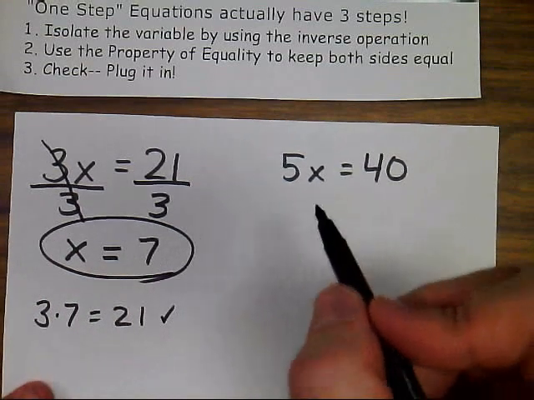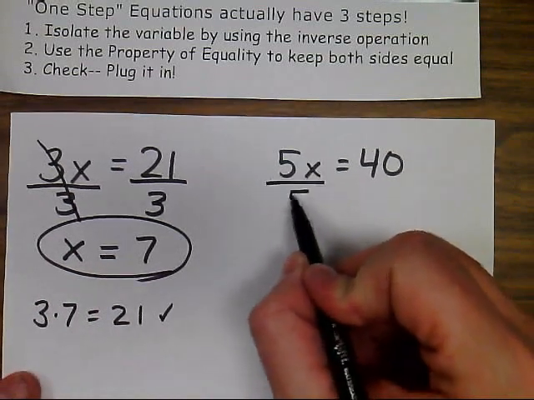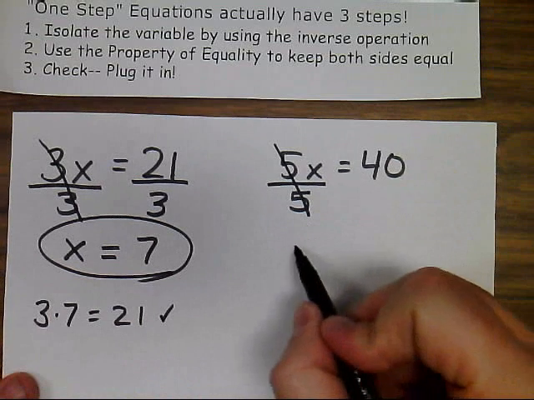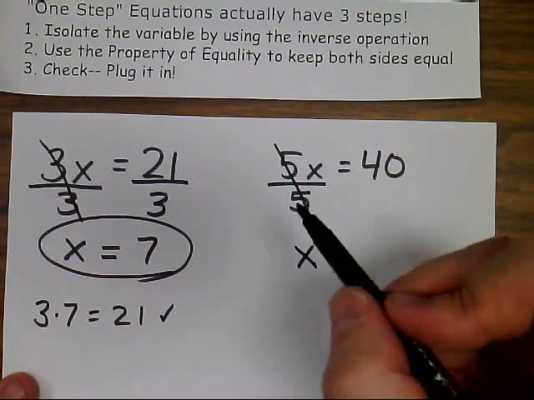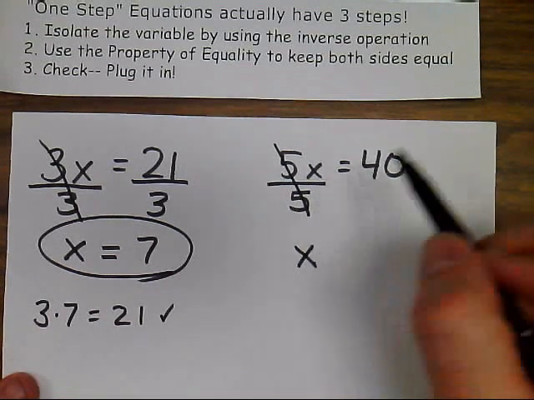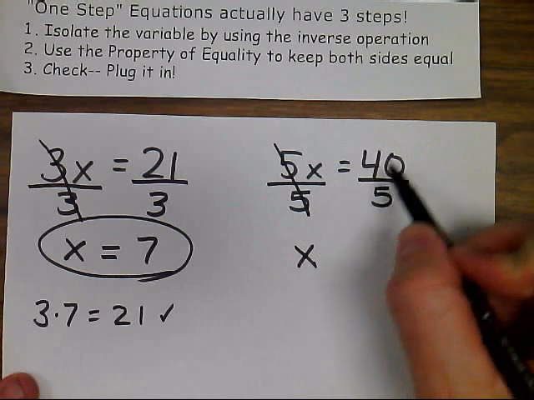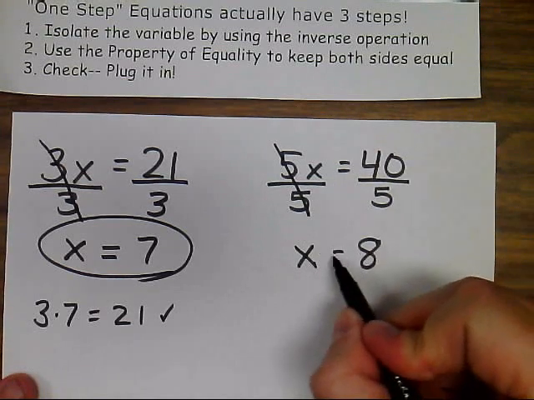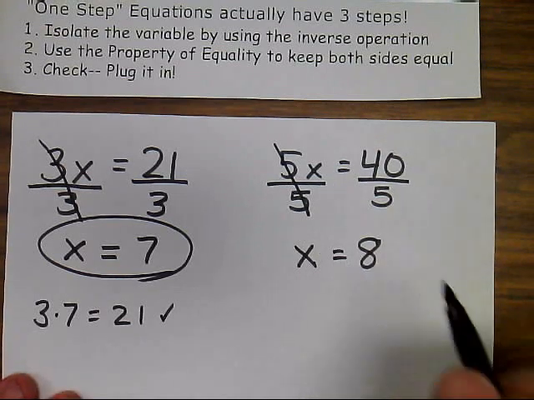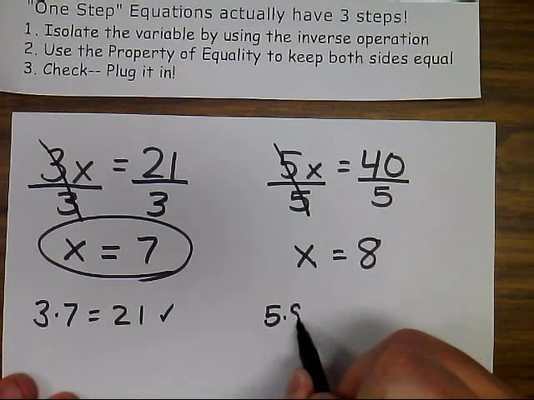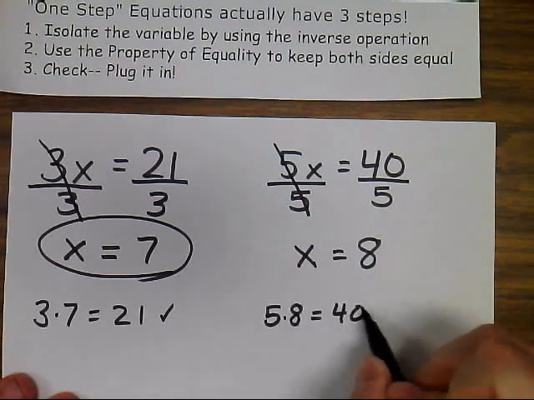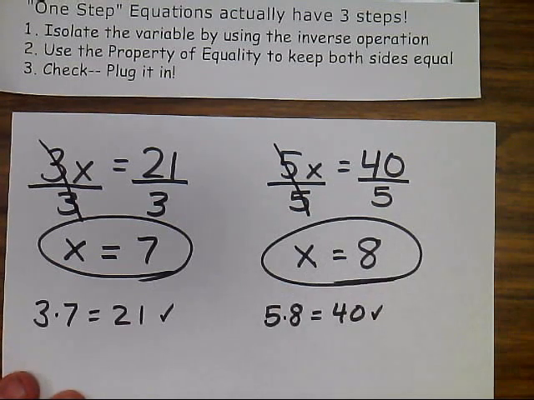Another simple example here, I'm isolating my variable by dividing by 5, canceling that out, leaving myself with just x. Because I divided this side of the equation by 5, I'm going to divide all of this by 5. 40 divided by 5 is 8, and so my solution is x equals 8. To prove it, I'm going to multiply 5 times 8. That does indeed equal 40, and so I know that my answer is correct.